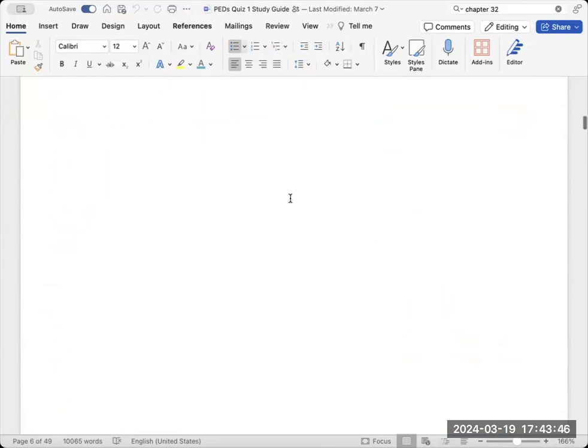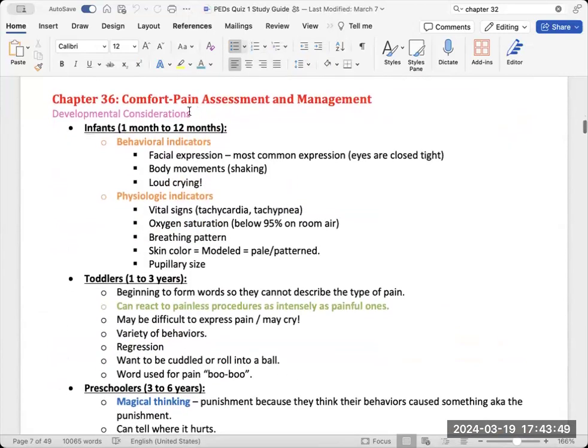Okay. All right. The next chapter is chapter 36, and this is comfort, pain assessment, and management. So, for developmental considerations, everything with pediatrics is going to be developmental considerations, right? 1 month to 12 months, or an infant versus a toddler versus a preschooler. Every single age group has a different approach. That's why pediatrics could be hard, because you need to know all of these different approaches, the age groups that relate to those approaches, and what is appropriate for that age group.